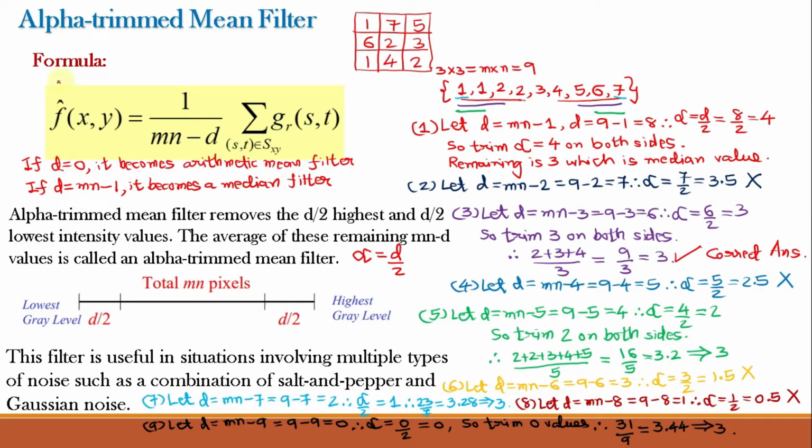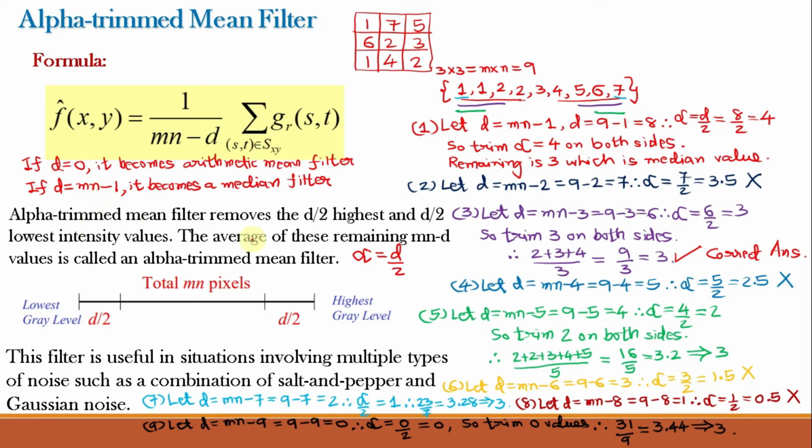So this is the equation for the alpha trimmed mean filter. F cap of xy is equal to 1 upon mn minus d summation of g of s t. In this equation, if you keep d is equal to 0, it will become arithmetic mean filter. So arithmetic mean filter will not be having this d value, right? But if you keep d is equal to mn minus 1, it will become a median filter. And if you choose the values in between d is equal to 0 to mn minus 1, then it will be able to remove both the salt and pepper noise as well as Gaussian noise.